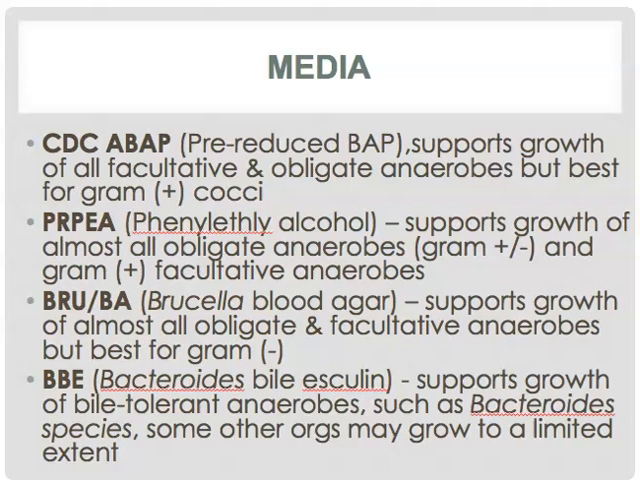PRPEA, which stands for pre-reduced phenylethyl alcohol, supports the growth of almost all obligate anaerobes, so your gram-positive and gram-negatives, and gram-positive facultative anaerobes. The Brucella blood agar supports the growth of almost all obligate and facultative anaerobes, but it's best for gram-negatives. Your BBE, which stands for Bacteroides bile esculin, supports the growth of bile-tolerant anaerobes such as Bacteroides, and some other organisms may grow on this media to a limited extent.